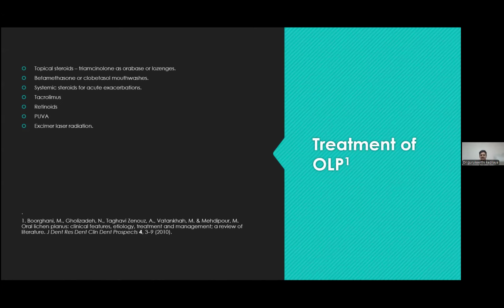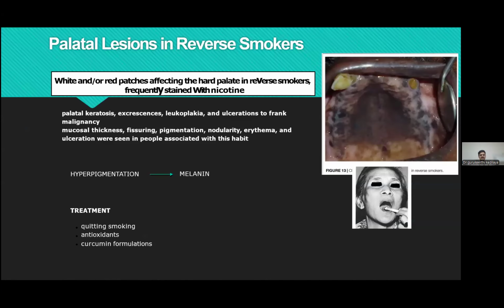In another diagnosis, that is palatal lesions in reverse smokers, which was included in the WHO 2007 list of OPMDs, we've seen in some parts of the world palatal keratosis, excess and ulcerations to frank malignancy.